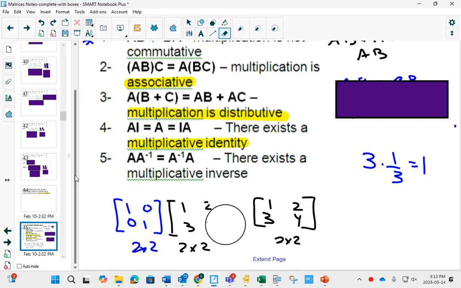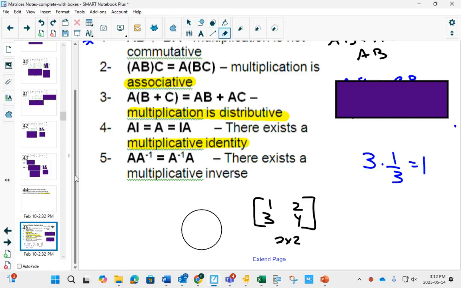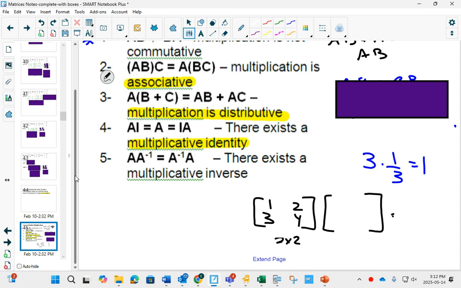So this is the question. Let's see if you can figure out what I could put here to get this. That would be my inverse. There's lots of possibilities. Let's make something work, and then we'll have problems with that, and make something else work, and then we'll have problems with that.